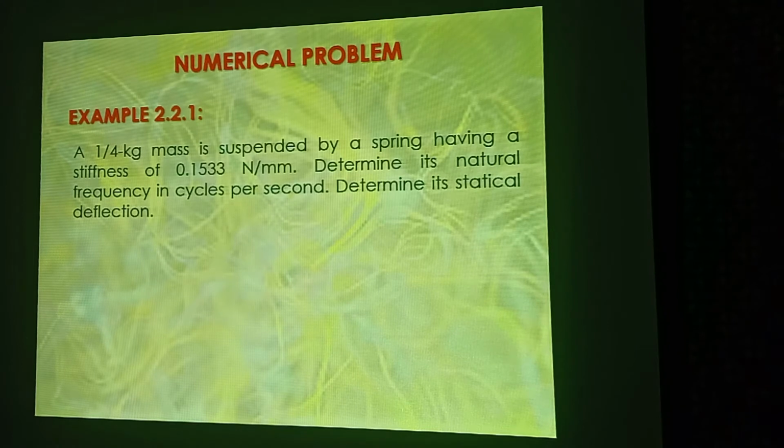So this is another numerical example. A 1/4 kg mass is suspended by a spring having a stiffness of 0.1533 Newton per millimeter. Again, a conversion factor is required. Determine its natural frequency in cycles per second. Also determine its static deflection. So let's solve it.